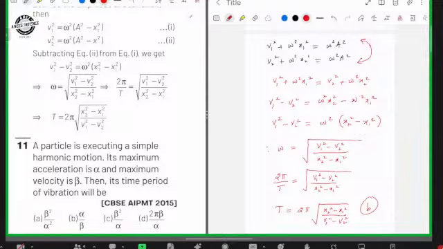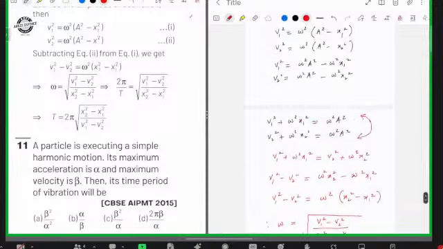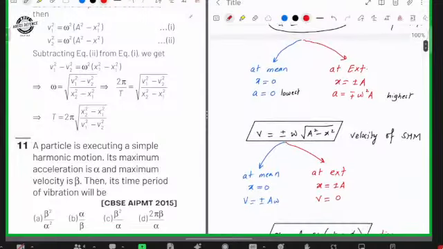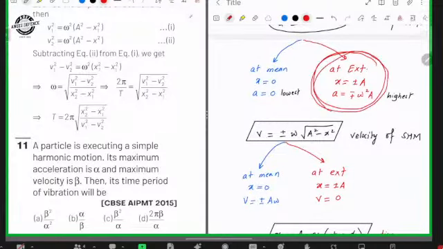A particle is executing simple harmonic motion. Its maximum acceleration is alpha and maximum velocity is beta. Then its time period of vibration will be? Very nice question. See, I told you that maximum acceleration, where is the maximum acceleration? At extreme position. Can you check? And what is the maximum acceleration? A omega square.